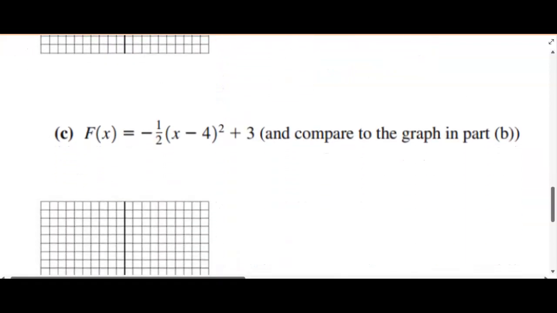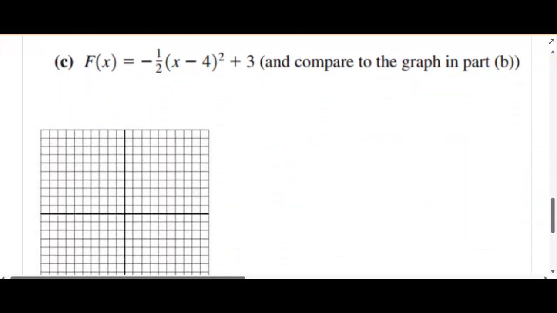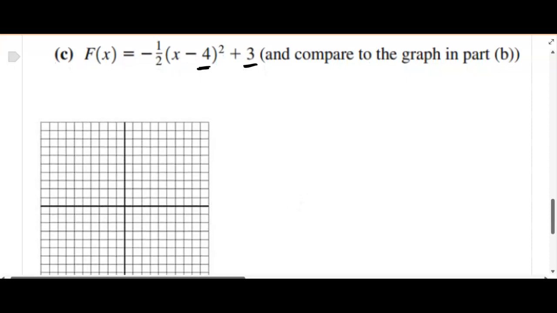All right, we've got one more. You can see what this is going to do. It's going to be very similar to the last one, but it's got a horizontal shift. It should be shifting 4 right and 3 up. Now, here's what I do, especially for people who are just starting with these. I say, okay, make a table of values.